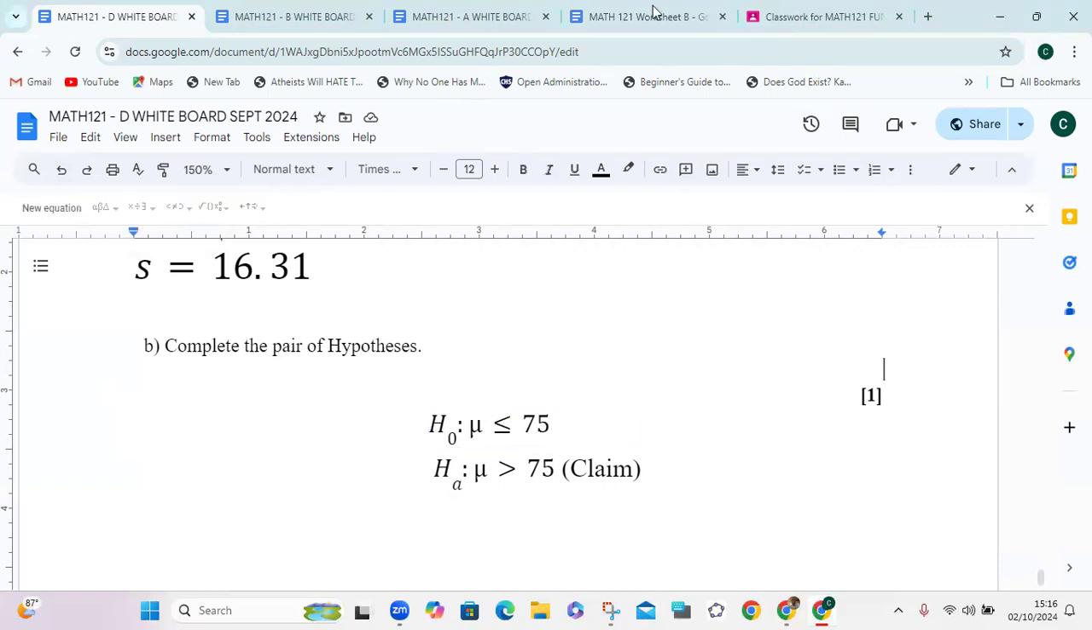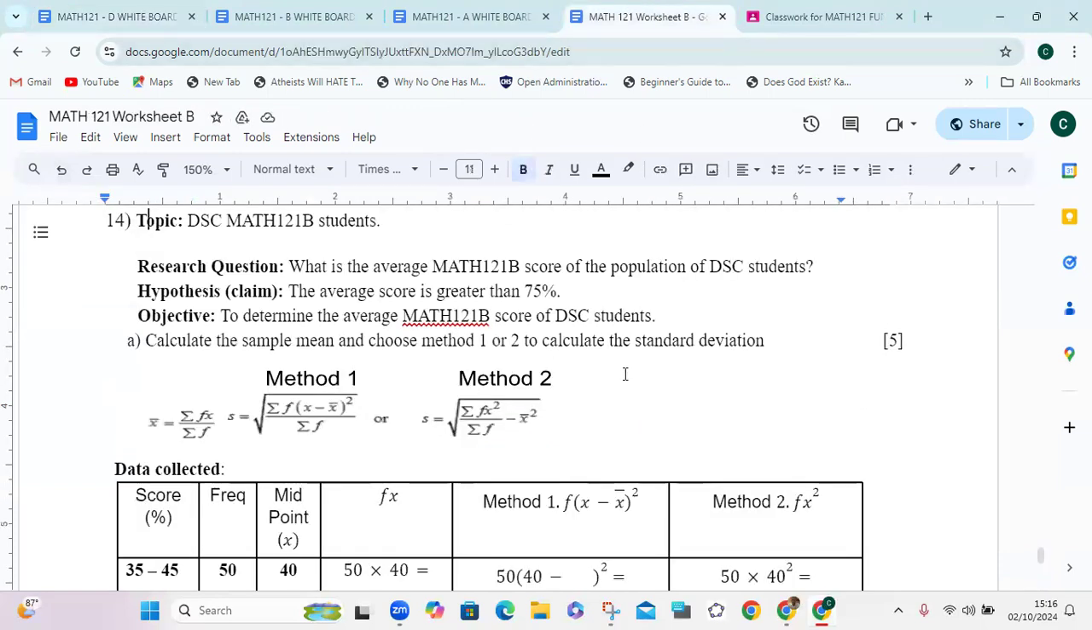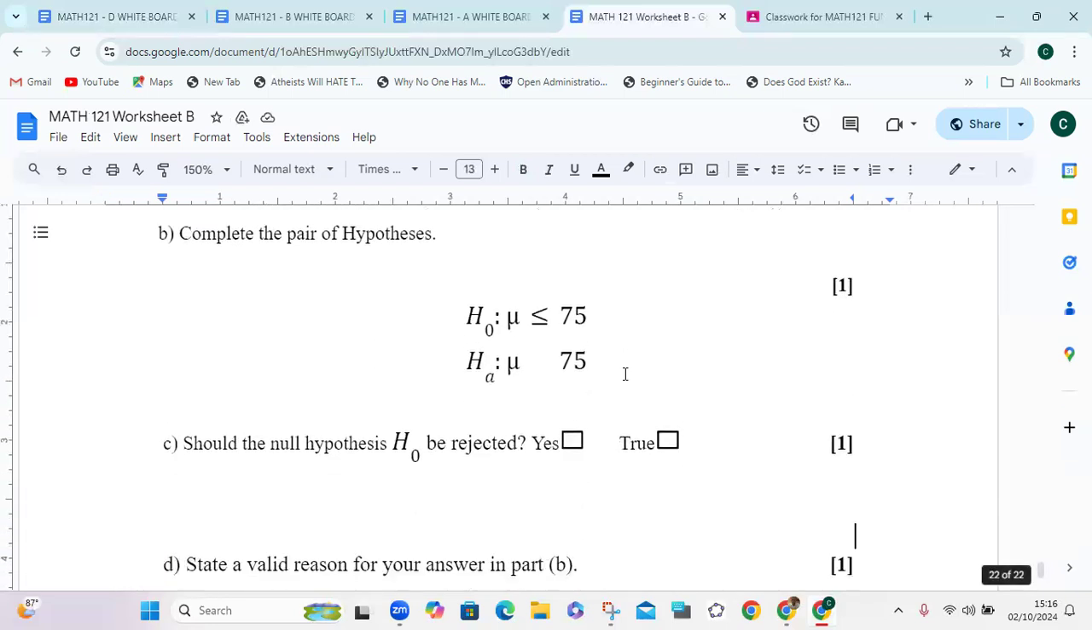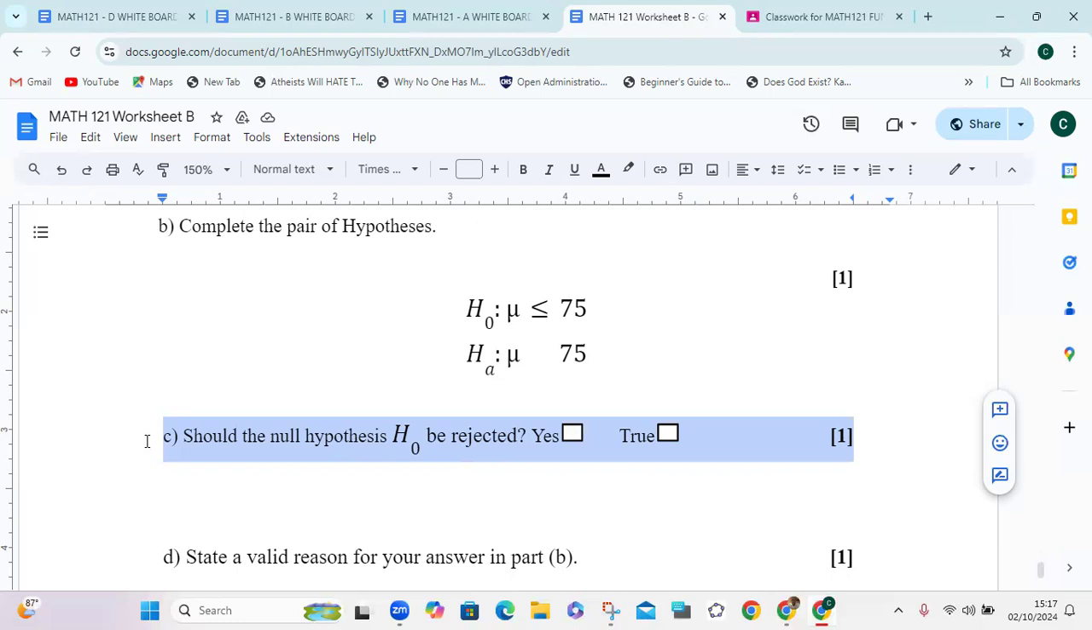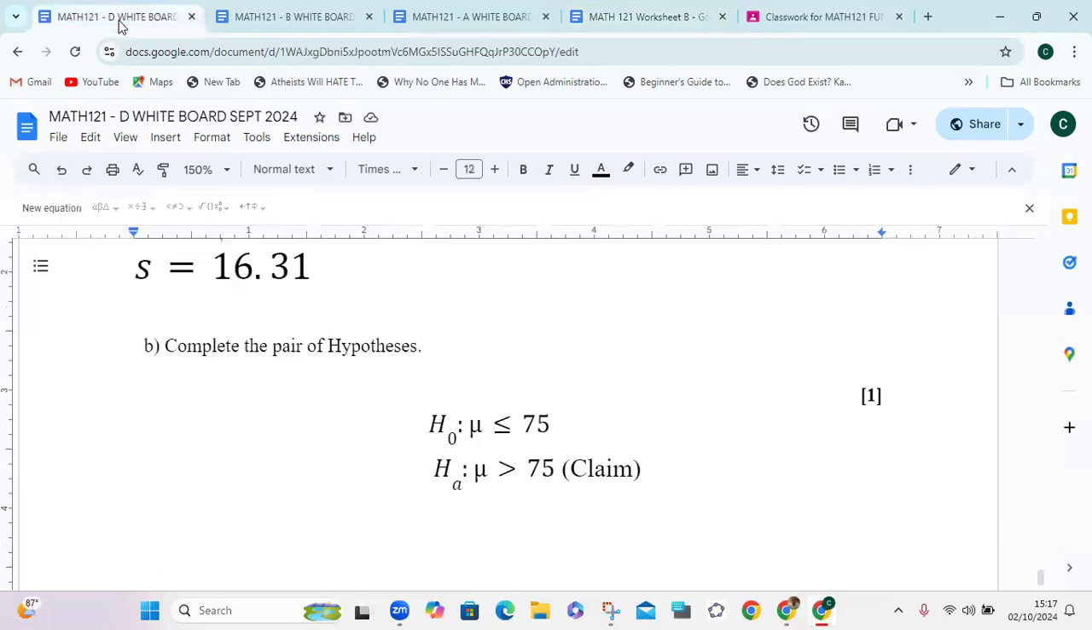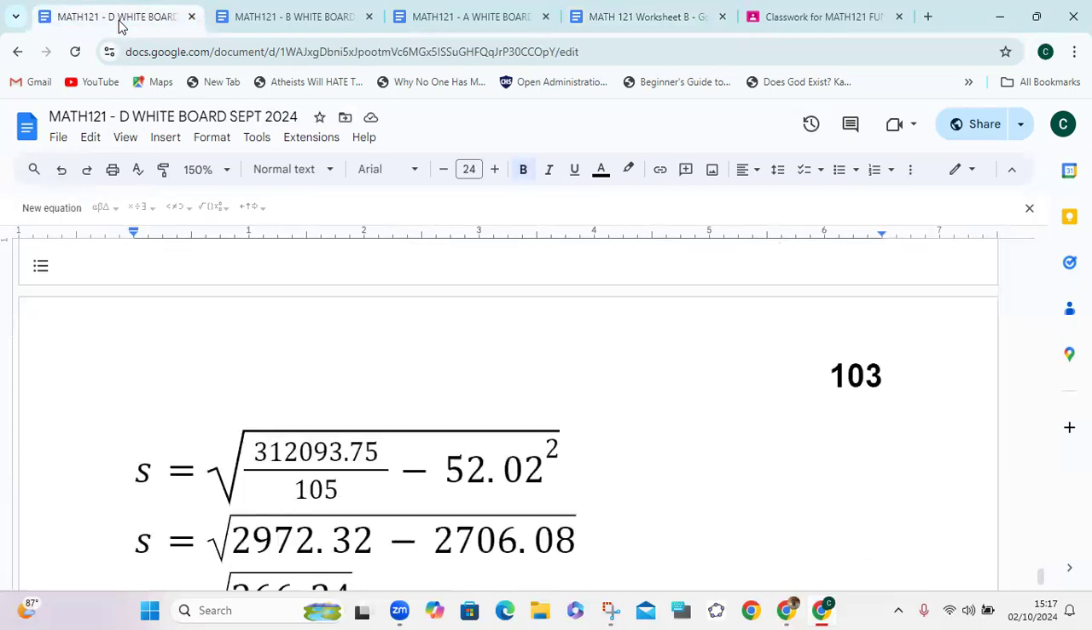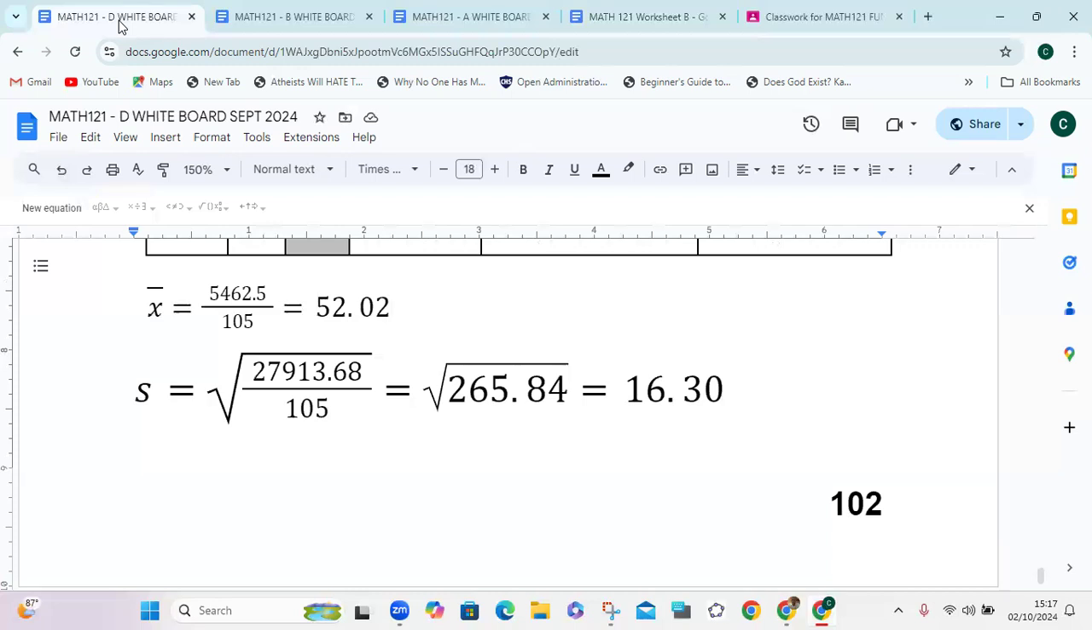Now, part C is asking us, should we reject the null hypothesis? Yes or no? So we have to look at what the null hypothesis is saying and compare it to what the data is saying. So when we go to the data and look at the mean that we calculated, a mean of 52.02.